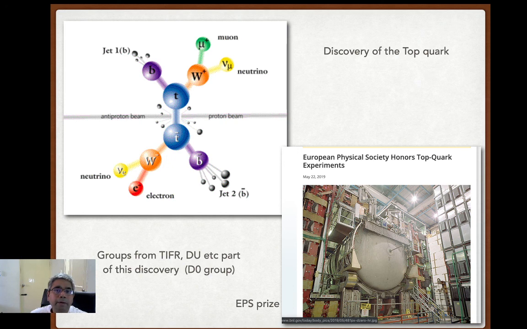There is an Indian group, I think Jyotsna was also part of it, which is part of this D0 group, when the top quark was discovered in 1995. So the top quark was discovered by this process, which you can see here.